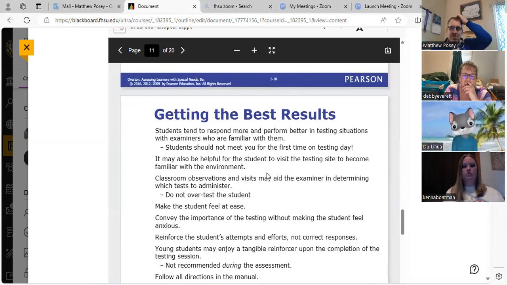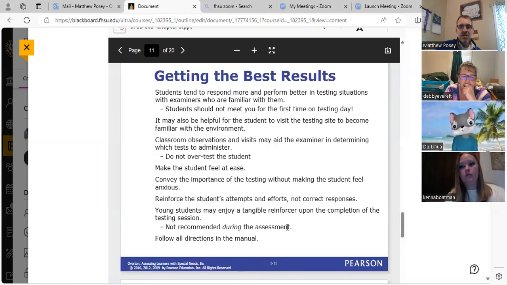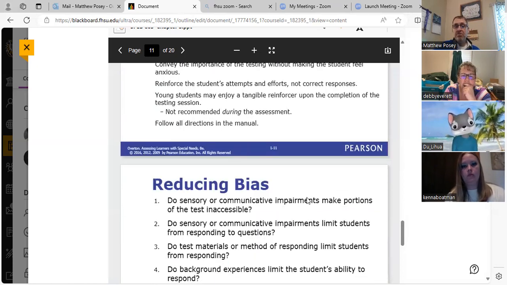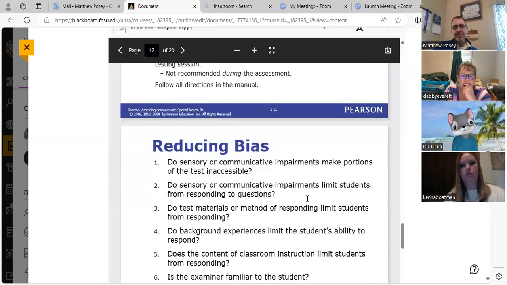Okay. Here are some examples on getting best results. We're trying to create a good, comfortable testing environment, making the student feel at ease, and making sure that we follow the exact protocols, so we get a good reading on them. We can't go in and reinforce some of their answers. There's not a lot that we can do to encourage a student, other than just, hey, you're working hard for me, doing a good job. That's about it. Okay, so we really have to make sure we follow the directions. It's pretty strict on what we can and can't do.